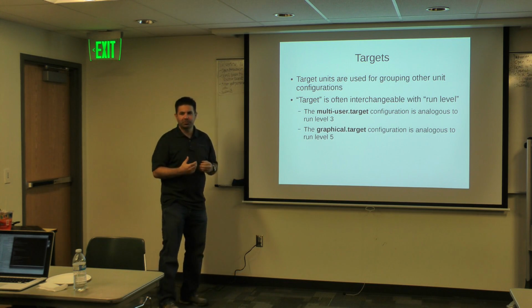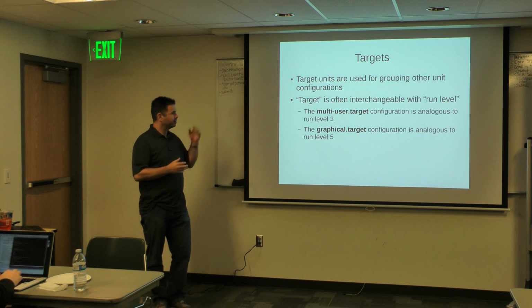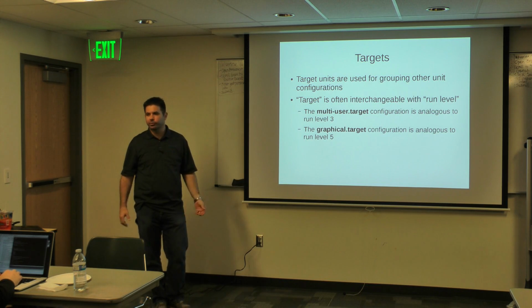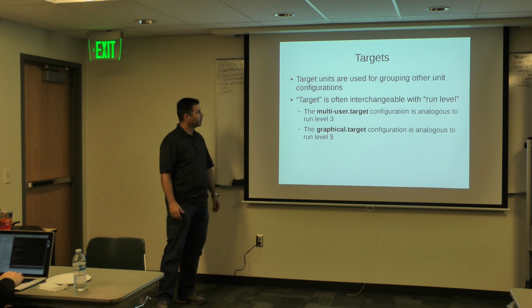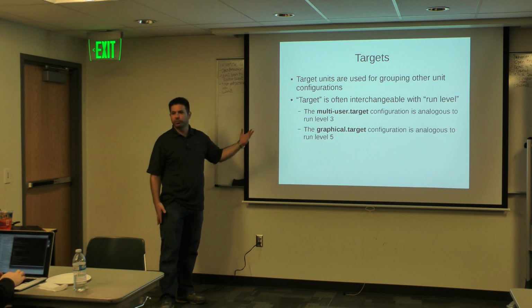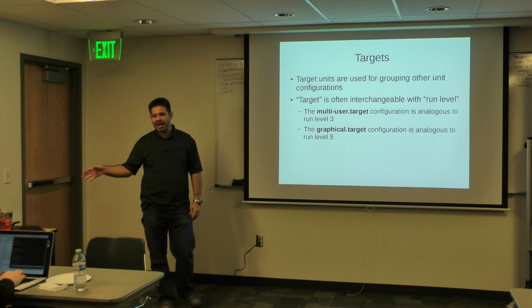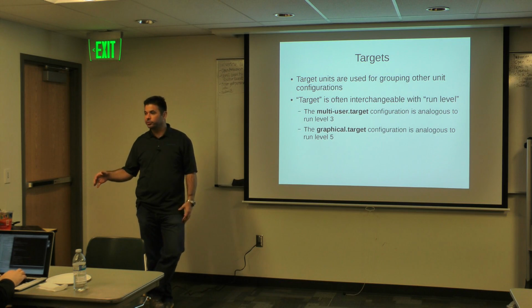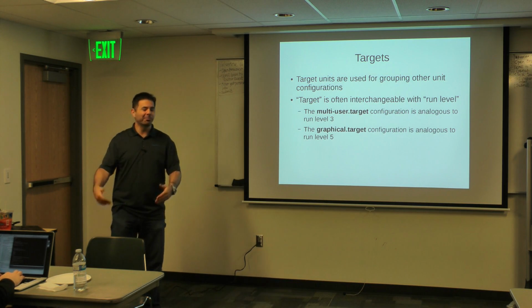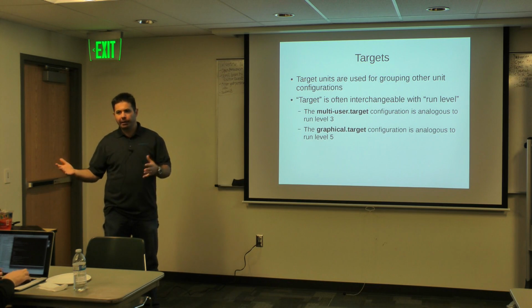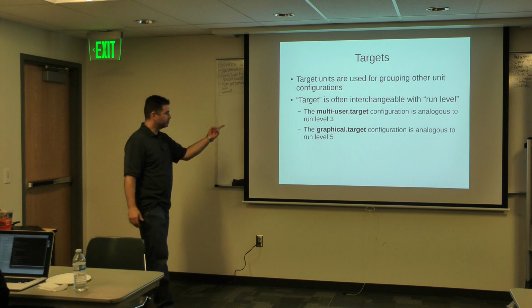To make things simple for the average administrator, they have targets that equate to your run level 3 and run level 5. On a Fedora box, the multi-user target is basically run level 3. They patched programs like runlevel. When you type runlevel, it tells you what run level you're running. So they patched that so that if you're in the multi-user target, you type runlevel, it'll say 3. And same thing with graphical.